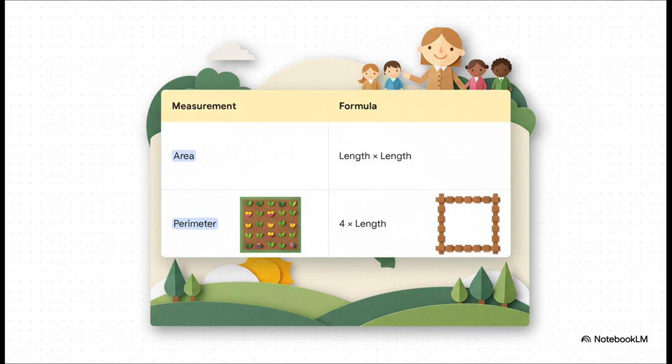Now, what about a square? Well, a square is just a special kind of rectangle where all the sides are equal, right? That means the length and the breadth are the same. So for the area, we just do length times length. And for the perimeter, since all 4 sides are equal, we just do 4 times the length.